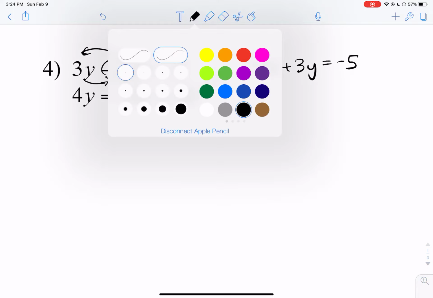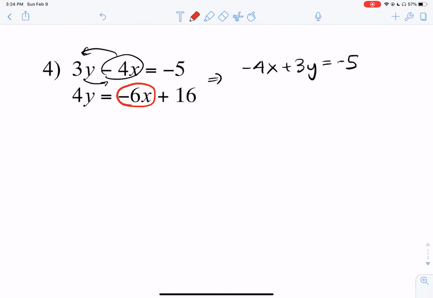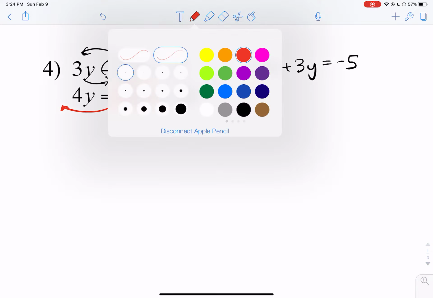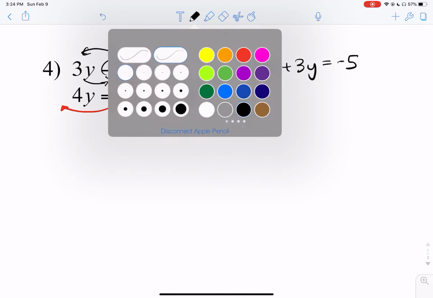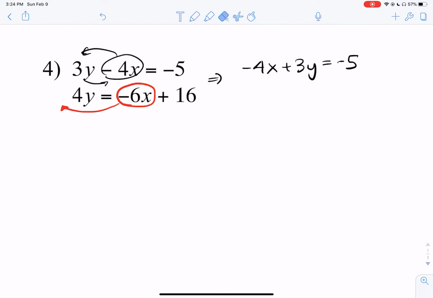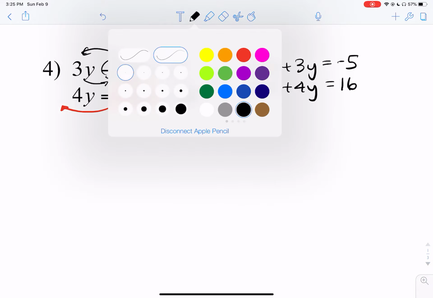However, for the bottom one, I do need to move that negative 6x from the right side to the left side with the y. So that would make this a positive 6x. Positive 6x, a positive 4y is equal to a positive 16. So here, I guess I'll eliminate the x values yet again.